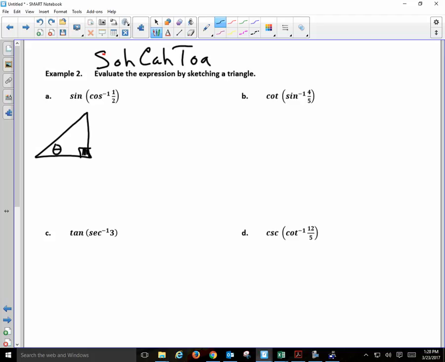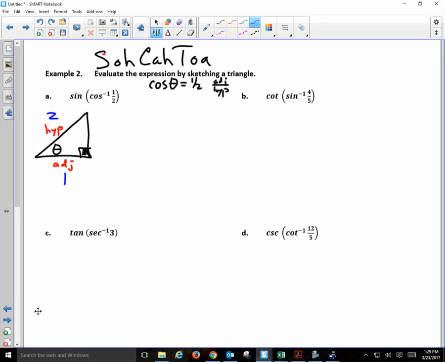So cosine inverse of 1/2 is just a fancy way of saying that the cosine of the angle is equal to 1/2, right? Well, in terms of opposite, adjacent, and hypotenuse, what is cosine? Adjacent over hypotenuse. As we look at the triangle, this is my adjacent side. This is my hypotenuse. So I'm going to give the adjacent side a length. What should be the length? 1. What should be the hypotenuse? 2.